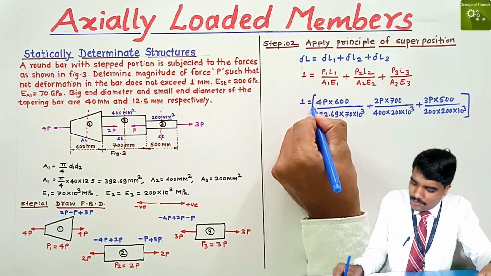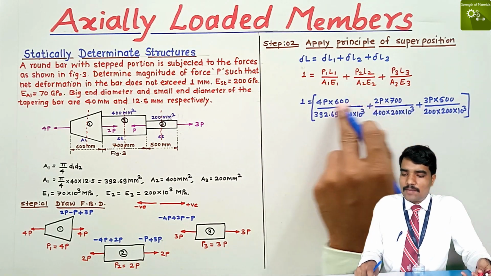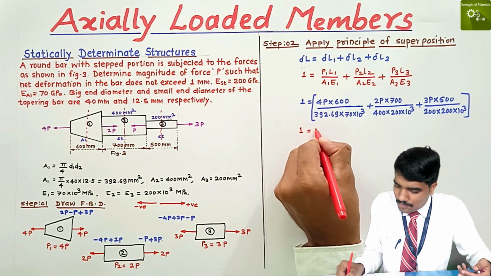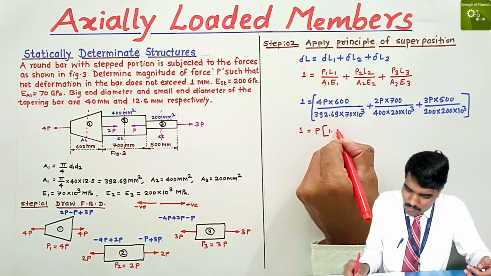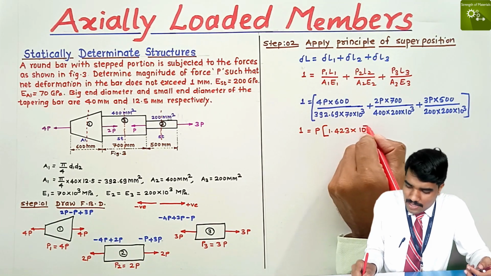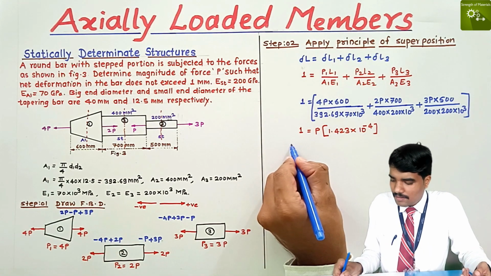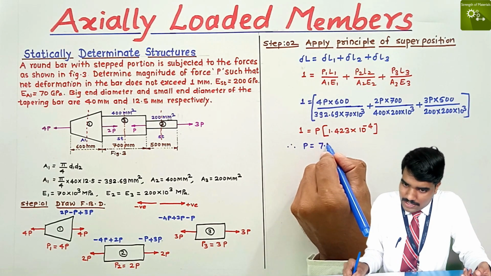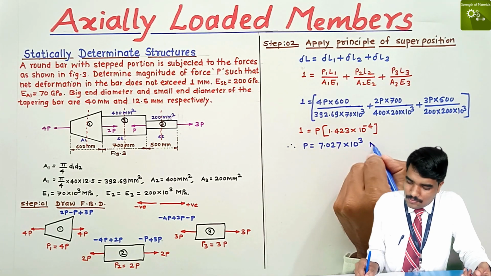Okay, so by doing all these calculations, here we take P common, then 1 is equal to P in bracket, do all this calculation, and all this calculation is 1.423 into 10 raised to minus 4. Okay, that calculation is okay. Then the value of P is 7.027 into 10 raised to 3 Newton.